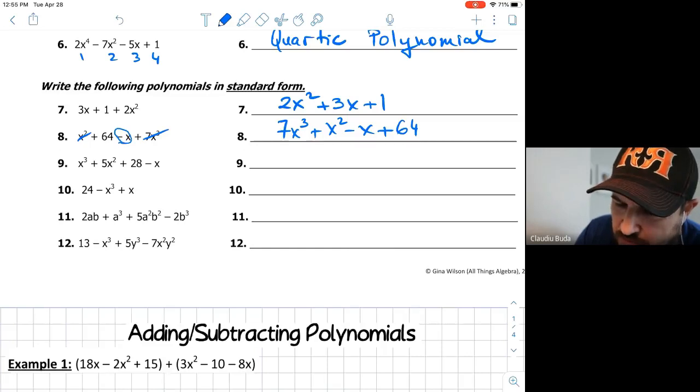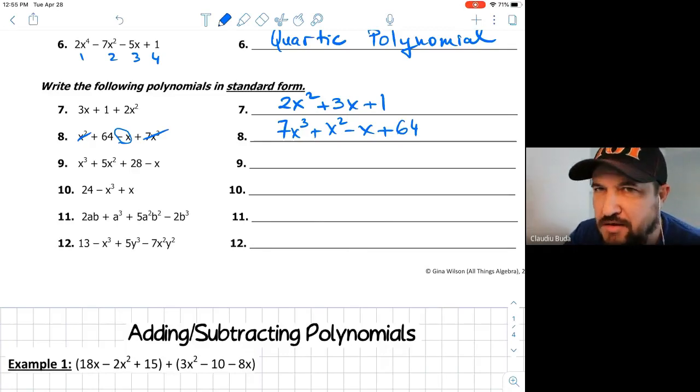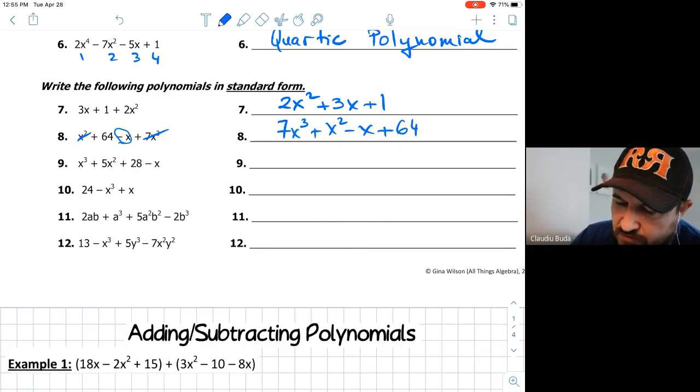Now, as you noticed, minus x, I took it with the sign. That's what we have to do. We always take them with the sign in front of them that belongs to that term. So even if it's going to come in the beginning, we're still going to do the same.